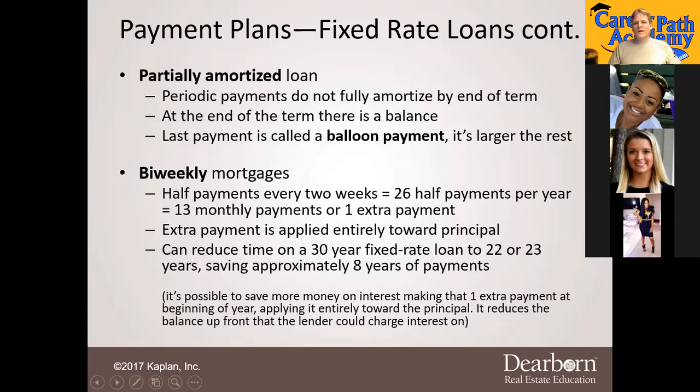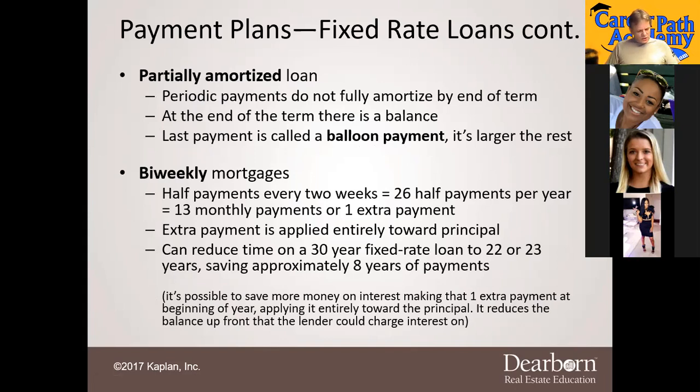Now, why does it not fully amortize by the time you make the last mortgage payment? Well, because they made the monthly payments smaller for you, more affordable. And if they did that, you're going to have to pay the piper at some point, and that will be at the end of the term. That last payment will balloon in size. It'll be larger than the rest. That's called a balloon payment. And what kind of loans have a balloon payment at the end of the term? Partially amortized ones. So does that make sense?